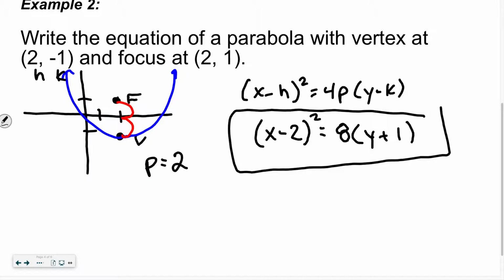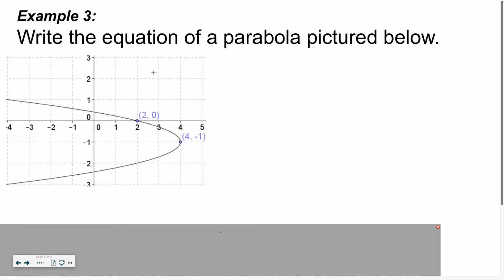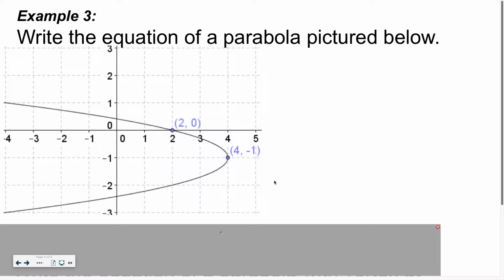Okay, now the next one, I want you to maybe discuss and talk with your pods as you're getting started. But it works a little bit differently because I'm not going to give you any specific information about a focus or a directrix. So how do I expect you to write the equation if I don't know anything about focus and directrix? Talk with your pods about what you might do in my next example. I'm going to make this a little bit bigger so you can see it better. If I give you a picture of a graph and label some information on it, how will you get me the equation of that parabola? So discuss.